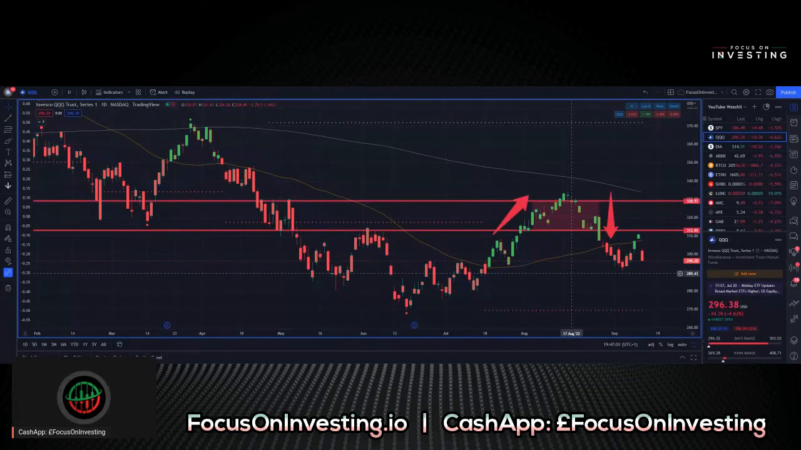Our next chart is Invesco QQQ Trust, ticker symbol QQQ. Current price is $296.38. Remember, all of these markets are still open, so price is currently changing as we speak.